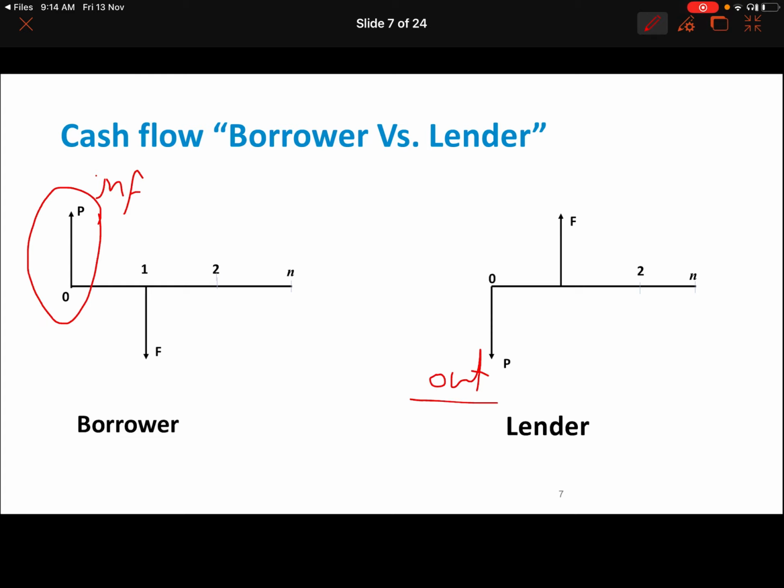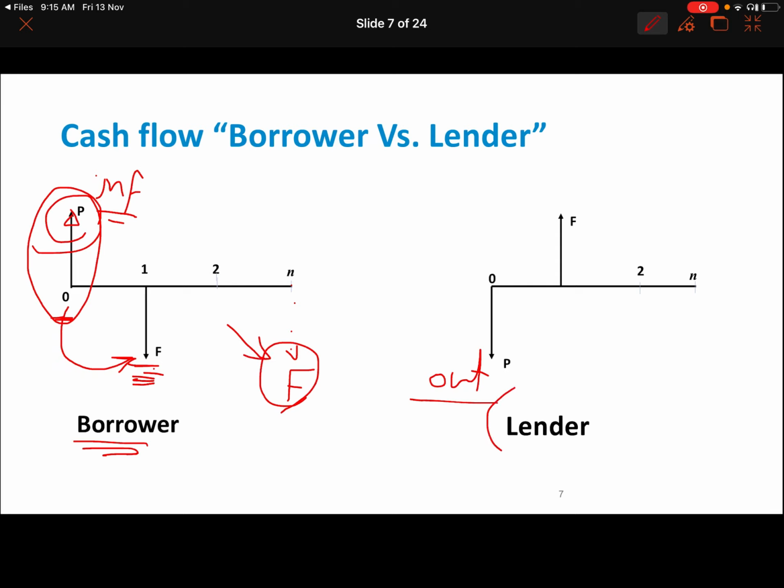I understand that if I borrow money, I put money in my pocket, so I receive money. I am borrowing money, I'm receiving money, so I put it up. They are inflow. I need to just repay it or refund it after a certain amount of years, one or two or even n. So this is negative because I will just take it from my pocket to send it to the lender.